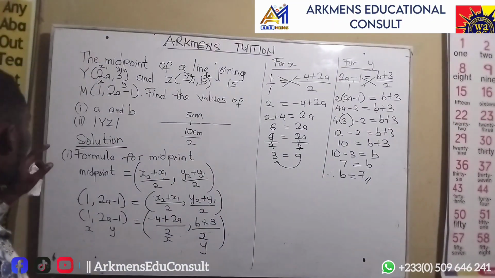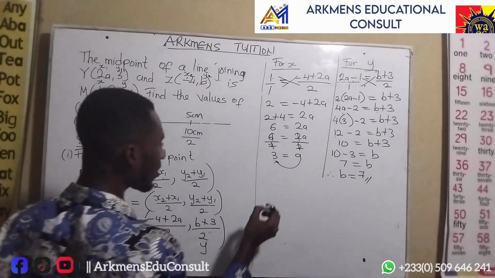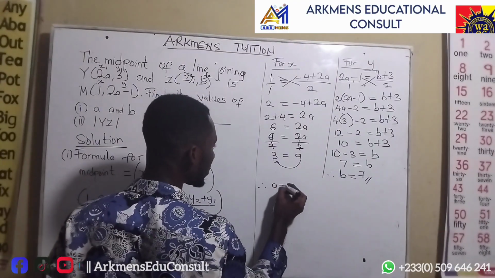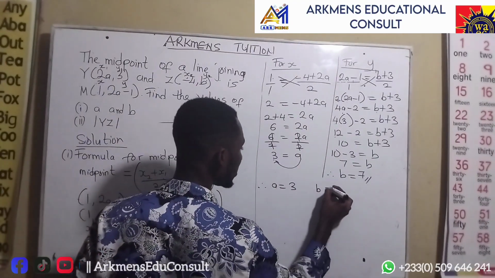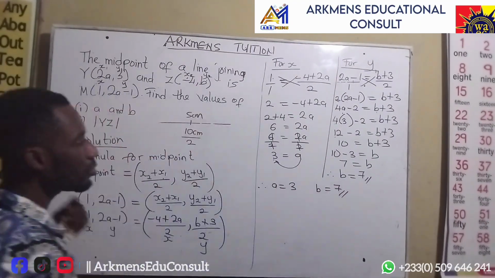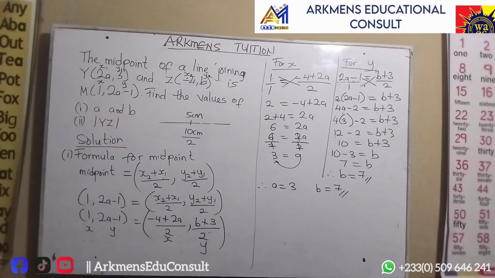So in question I, it says find A and B. We now have it. Therefore, our A is equal to 3 and our B is equal to 7. As simple as that. So this is the procedure you follow in order to get the concept well. Now let's continue and see.